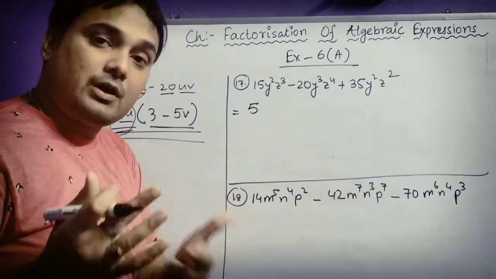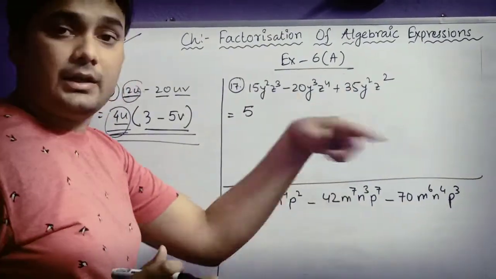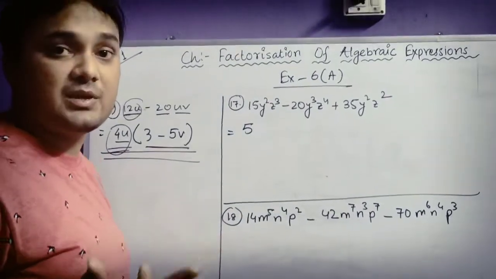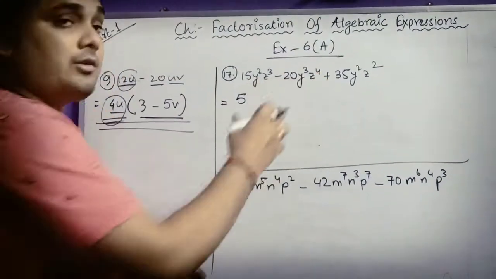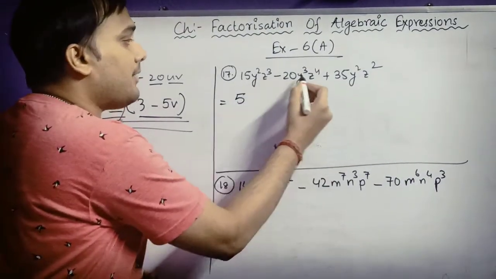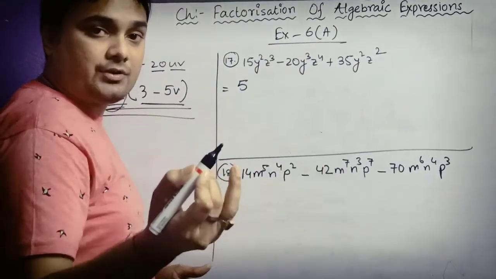The common factor whichever you are taking should be present in all the terms. Then only you can take it as a common. As the name suggests, it is common. So you have to take something which is present in all the terms. Okay, so you can see it's y square, y cube, y square. So definitely I have to take y square.